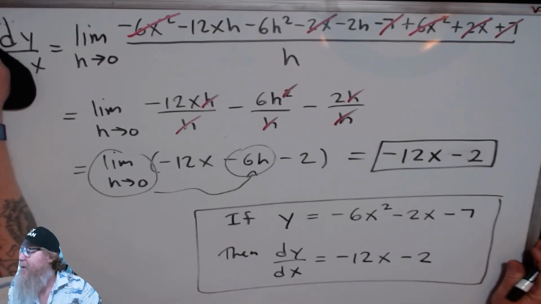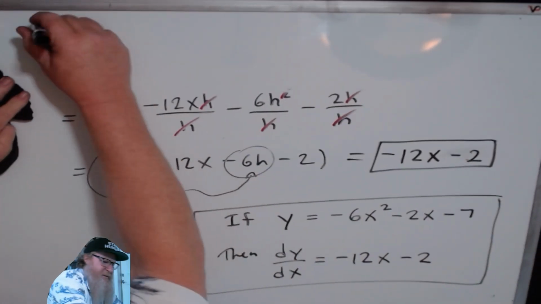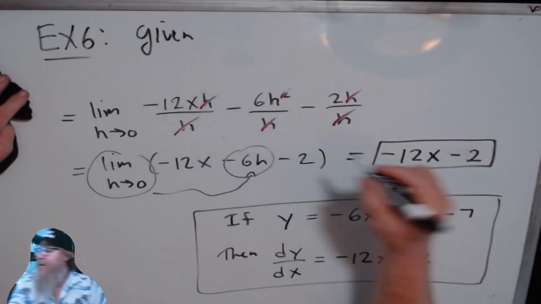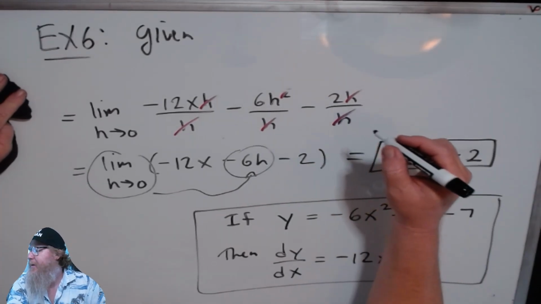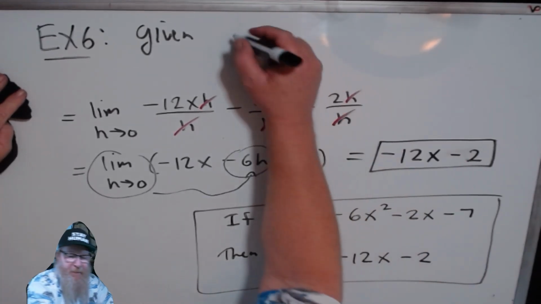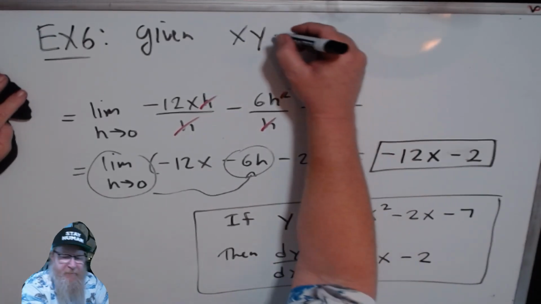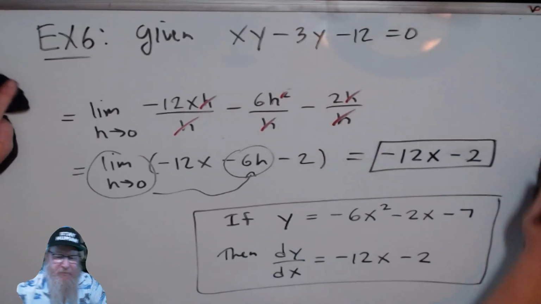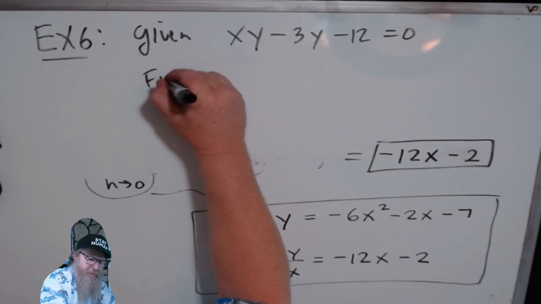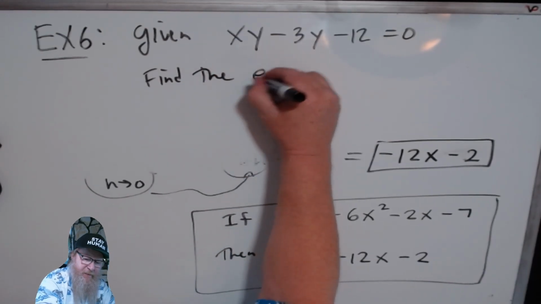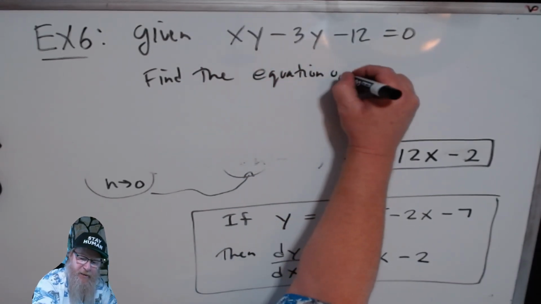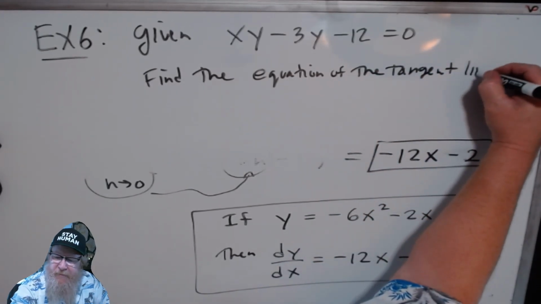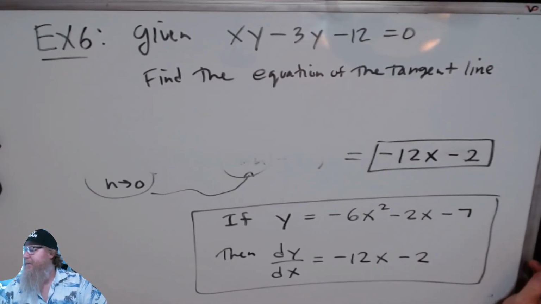All right, so let's do example 6. xy minus 3y minus 12 equals 0. Find the equation of the tangent line at x equals 4.